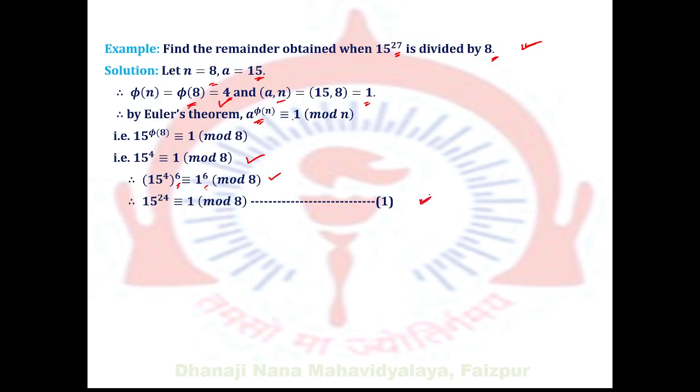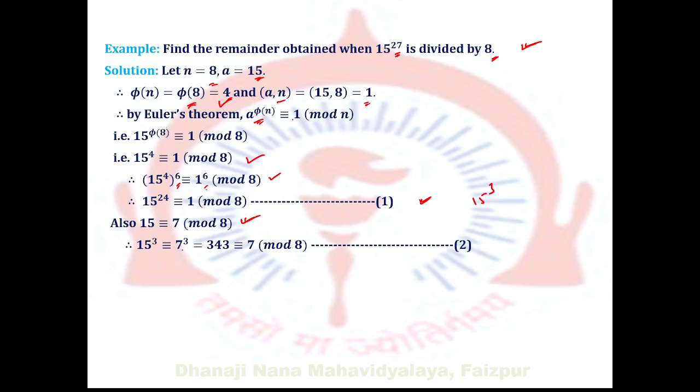Now we require 15 raised to 27, and here we have 15 raised to 24. So we just have to multiply by 15 raised to 3 to get 15 raised to 27. So we know that 15 is congruent to 7 modulo 8. Therefore 15 raised to 3 is congruent to 7 raised to 3. So 7 raised to 3 is 343. And when we divide 343 by 8, the remainder is 7. That is 343 is congruent to 7 modulo 8.